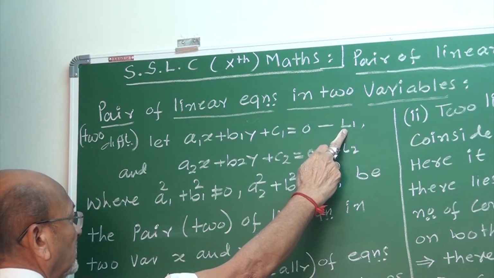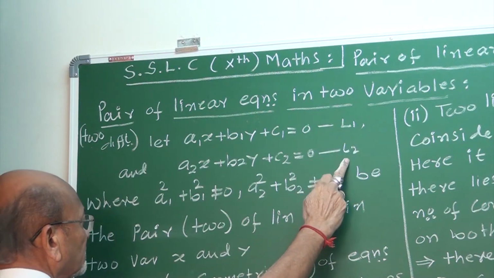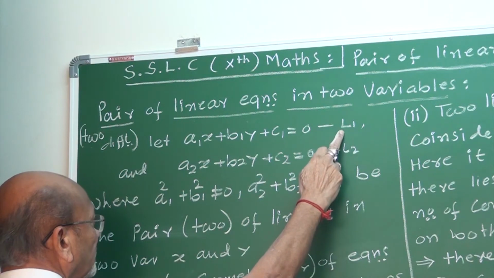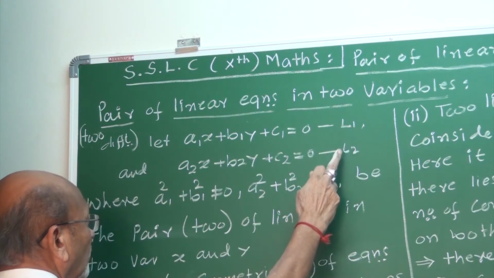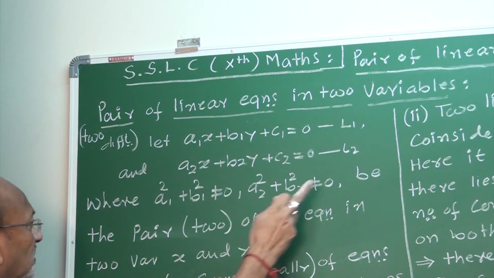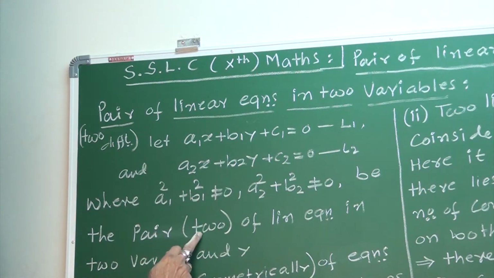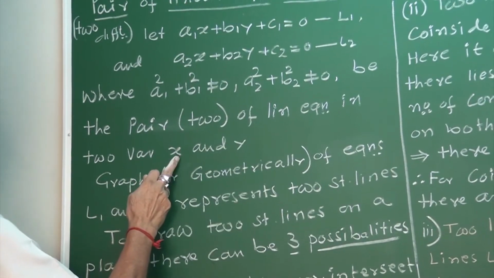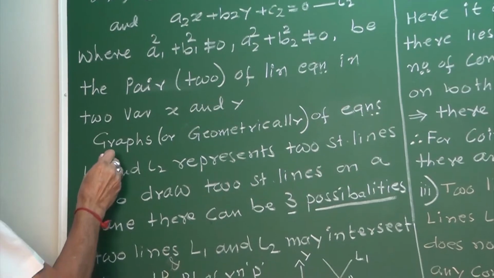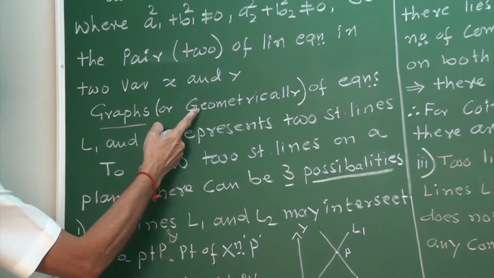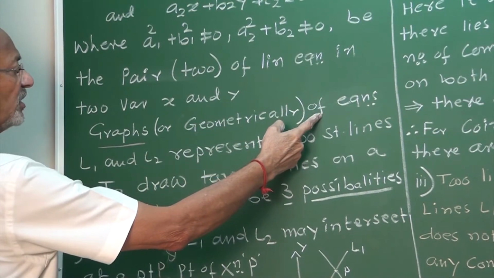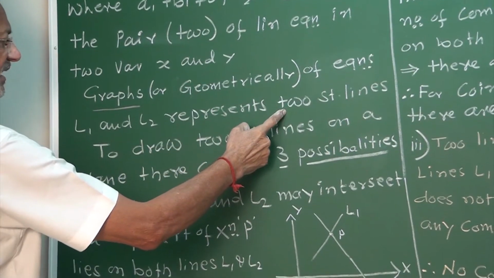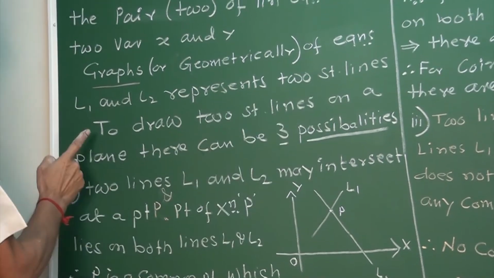First, I take it as L1, second is L2. L1 is line 1, L2 is line 2. That L represents line. Let them be the pair. Pair means Jodi. Jodi means two linear equations in two variables. Next, my friends, graphs. Geometrically, the equations L1 and L2 represent two different straight lines, or two straight lines.